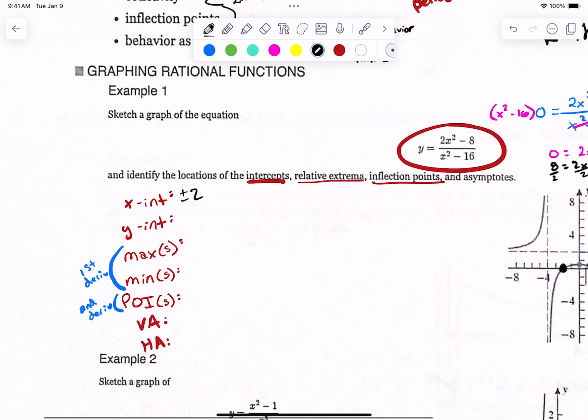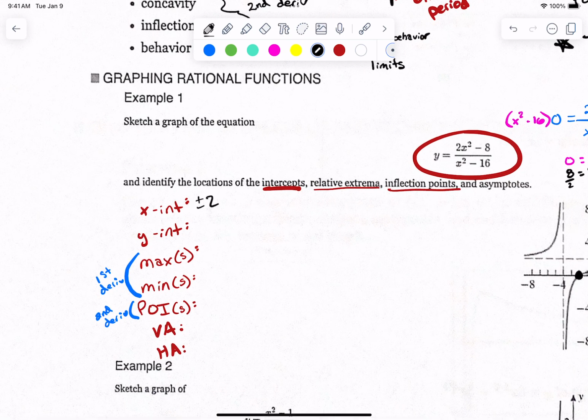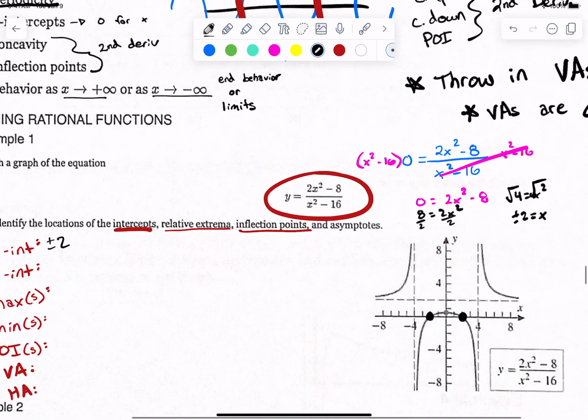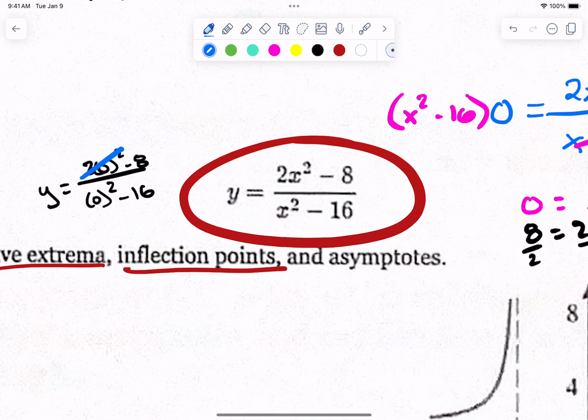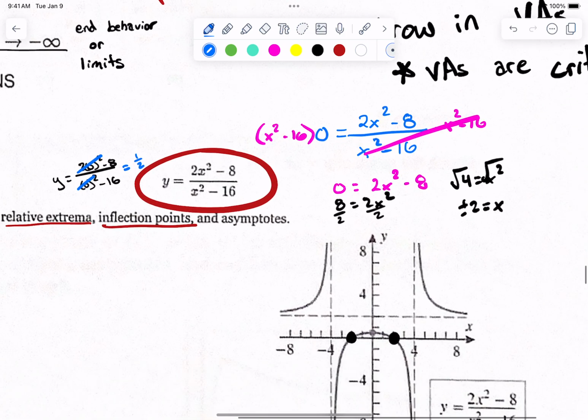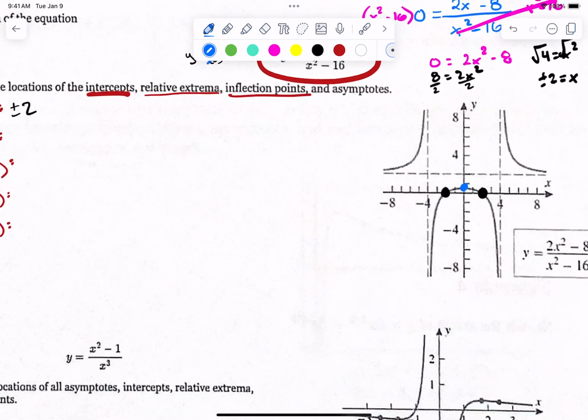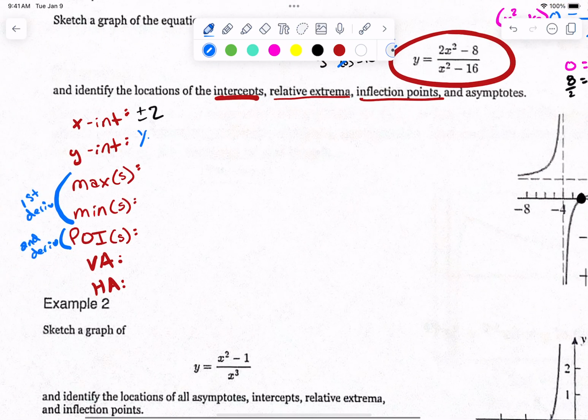How do we do that? Plug 0 in for x. That's easy. So y equals 2 times 0 squared minus 8. You can do this in your head if you don't want to write it all out. So this goes away, 2 times 0 squared on the bottom. We have negative 8 over negative 16, which is positive 1 half. Positive 1 half is this little dot right here. So that's my y-intercept, 1 half.